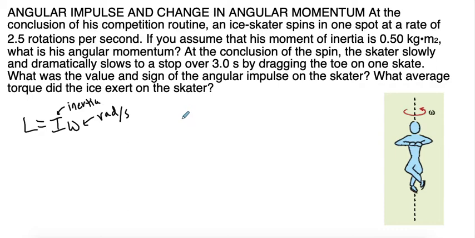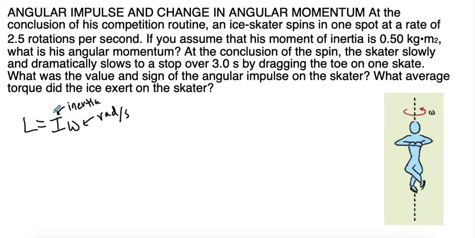And then at the conclusion of the spin, the skater slowly and dramatically slows to a stop over 3 seconds by dragging the toe on one ice skate. What's the value and sign of angular impulse on the skater? What average torque did the ice exert on the skater? So that ice, or the friction from the ice, is what's slowing the skater down. So we have a lot of things here that we're looking for.